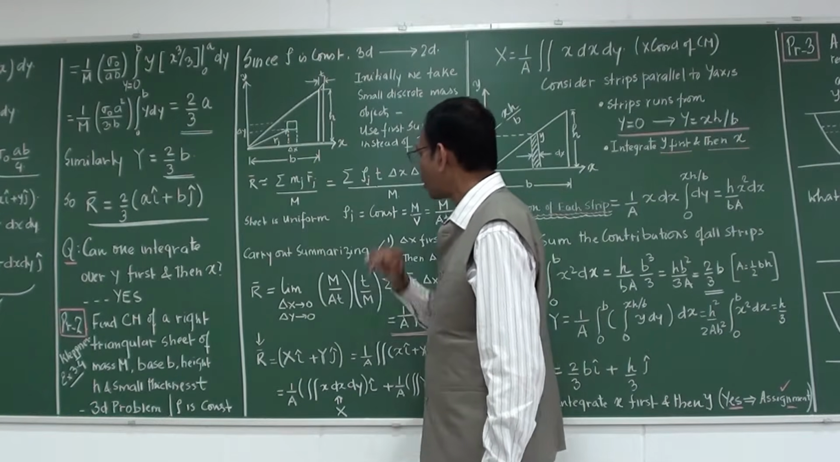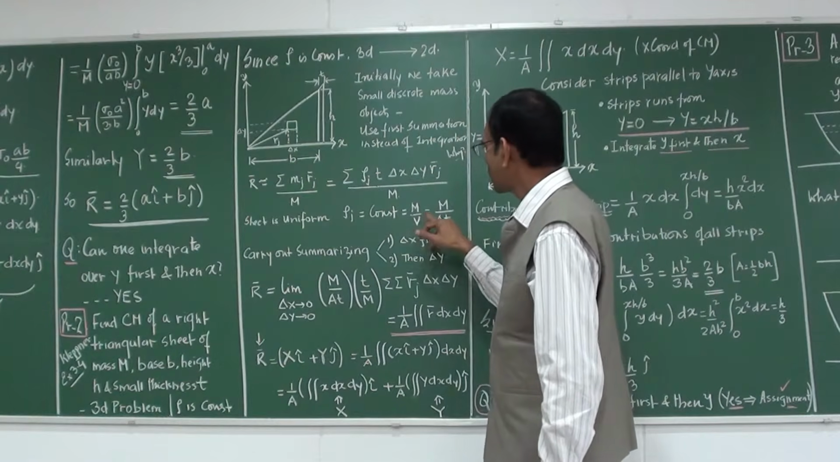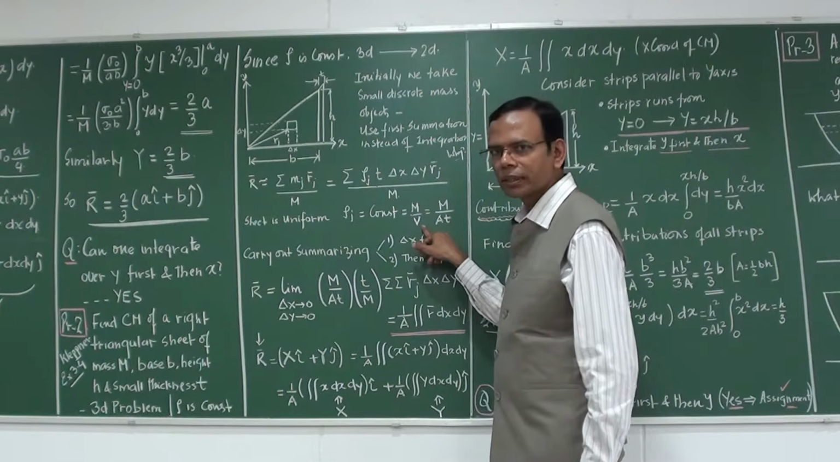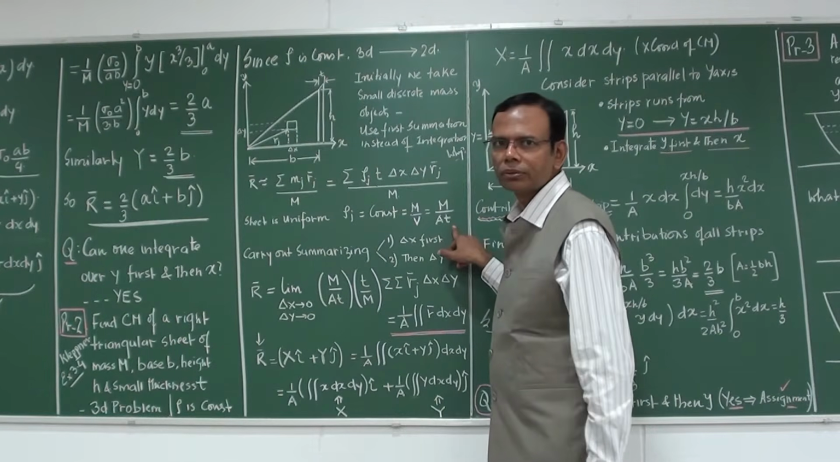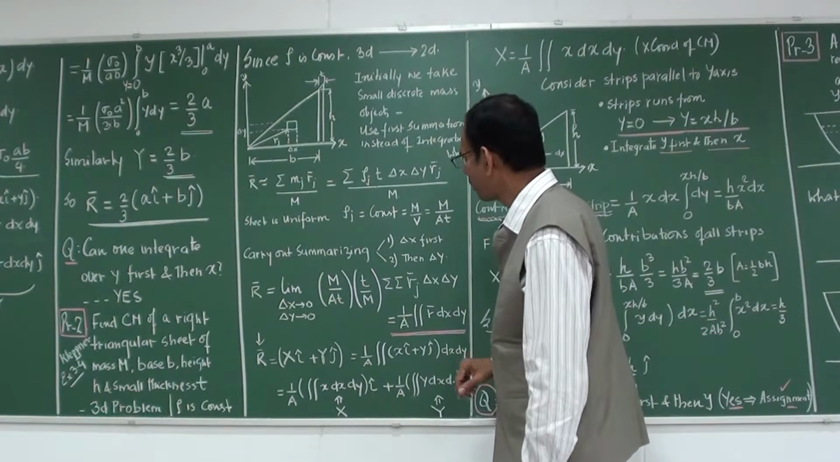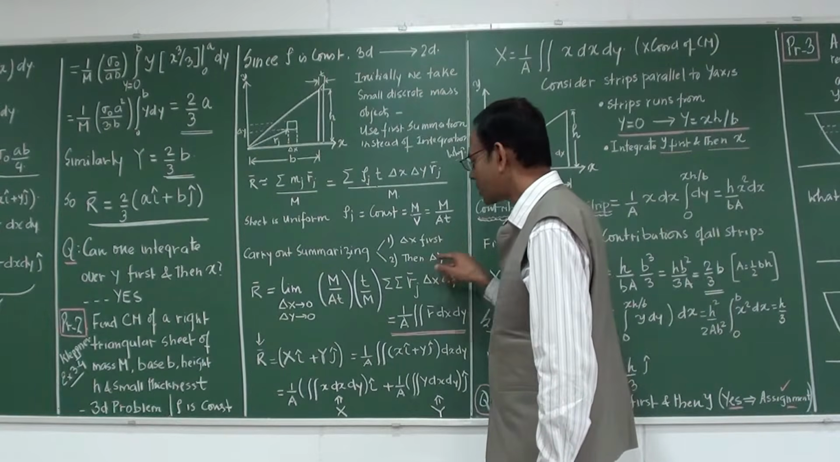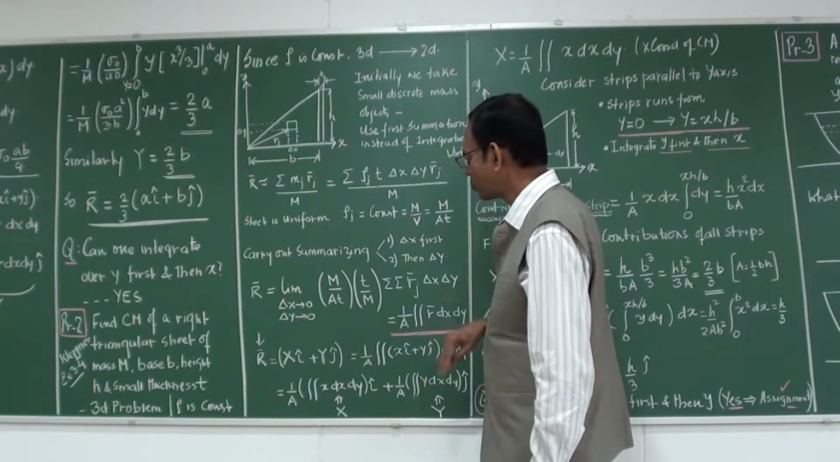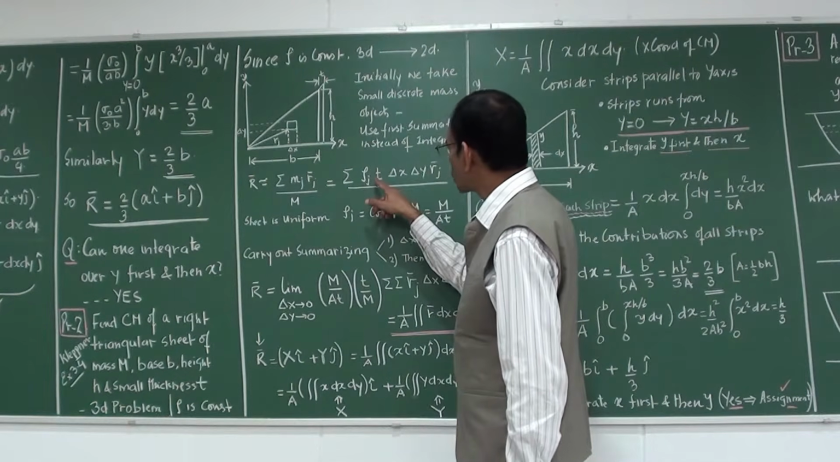Now the sheet is uniform, so we can write sigma, which is constant, as m by v, that is mass per unit volume, m by area into thickness t. Now carry out the summation, delta x first, then delta y. It's up to you. You can carry it the other way also. Now substitute.